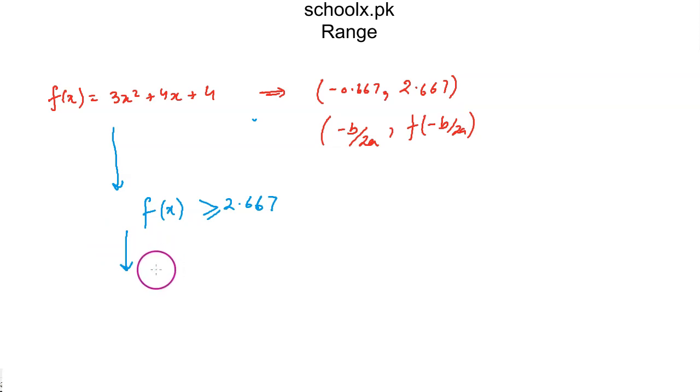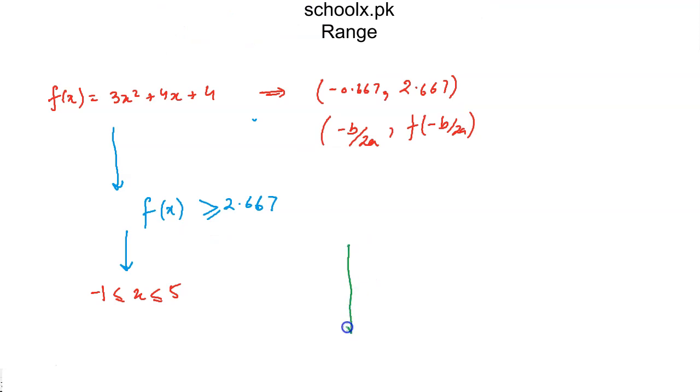Now what if we have been restricted? For example, our domain has been restricted. Let's say our domain is from minus 1 to 5. Now here is the tricky part. The vertex of this graph lies at minus 0.667. So as you move on from minus 1 to 5, the value actually decreases, then it increases. Now the graph of this function, if we were to draw it, is somewhat like this.